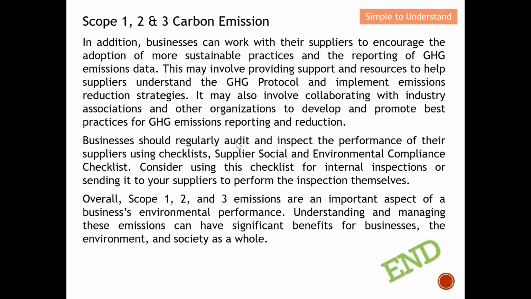Businesses should regularly audit and inspect the performance of their suppliers. We can use this checklist, which is the supplier social and environment compliance checklist. For example, if you have suppliers, you can use this checklist to measure their emission. Based on the emission, you can choose the lowest three, and out of these three, you can choose which supplier you want to use. Because of this criterion, all the suppliers will be keen to reduce their emission. Consider using this checklist for internal inspection or send it to your supplier to perform the inspection themselves.